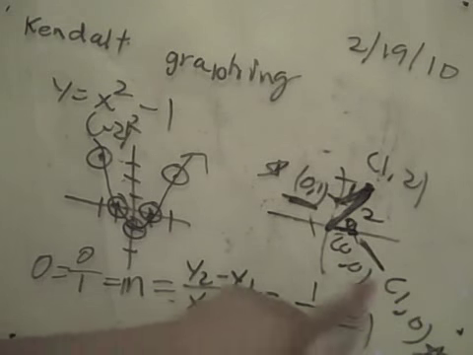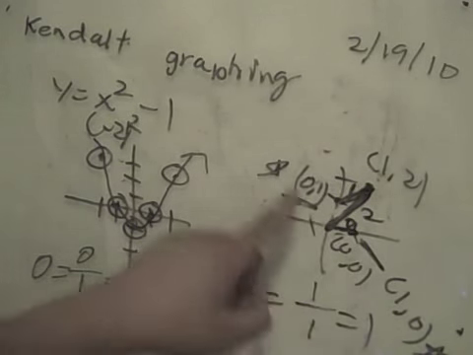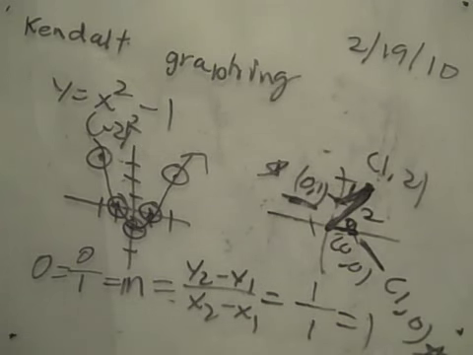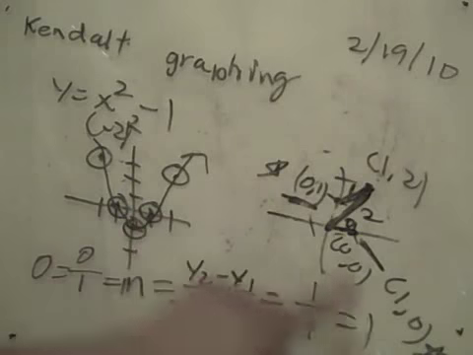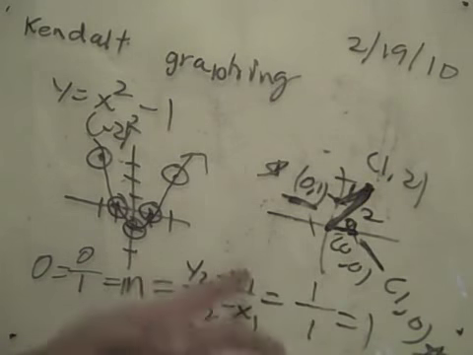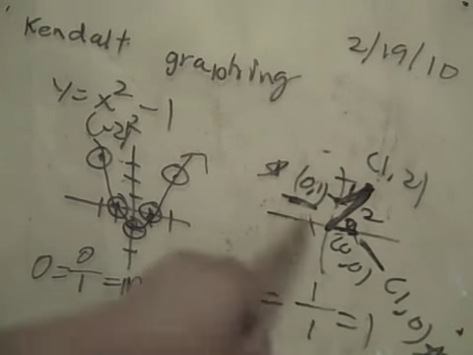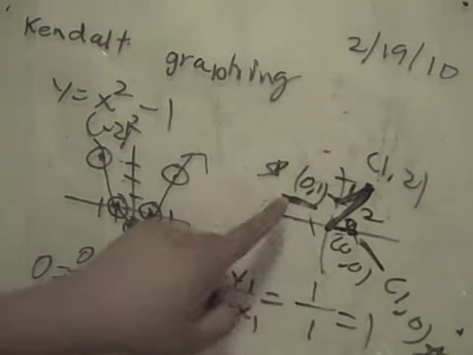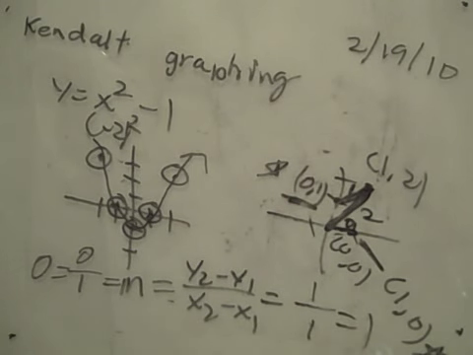So this would be 1 minus 0, divided by 0 minus 1, which is negative 1. Alright? So the slope between the two points is negative 1. It doesn't matter which order you do them in. You can do the other order too. 0 minus 1 is negative 1, divided by 1 minus 0, which is 1. So, make sense? Yes? Okay.